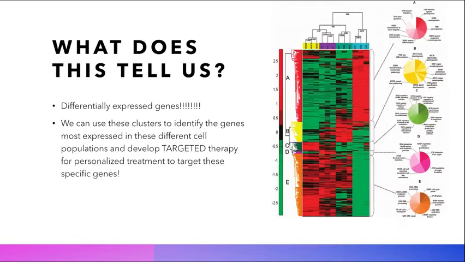Now, the clusters actually tell us the marker genes, as I said earlier. We need to find the genes that are most significantly expressed in the data set, in the clusters. And then once we have this, we give this information to biologists, or we work with biologists, and they can make targeted therapy for personalized cancer treatment in order to specifically target these genes.